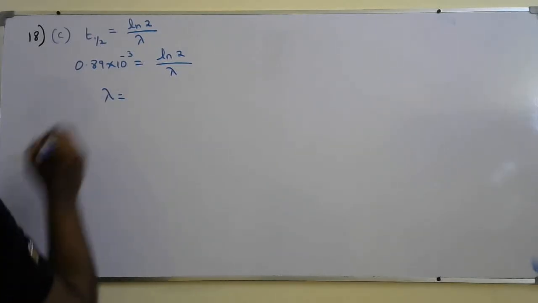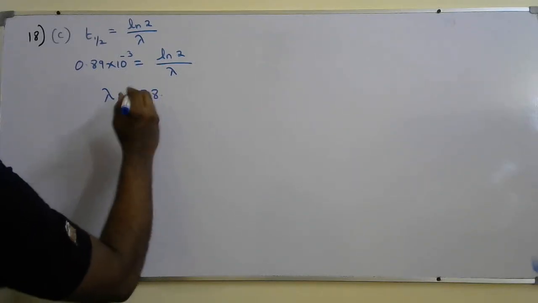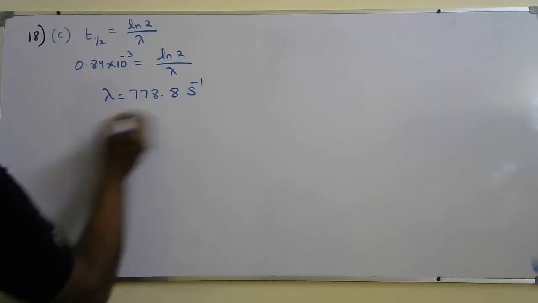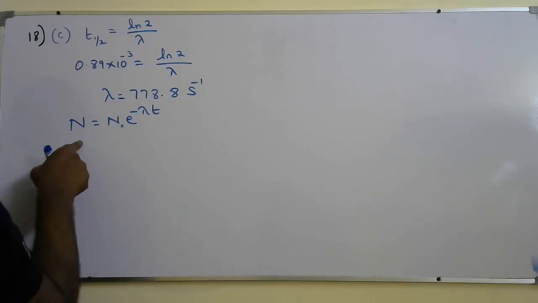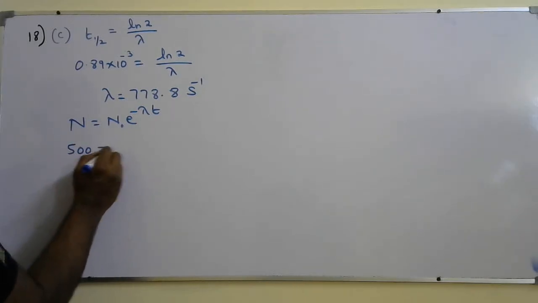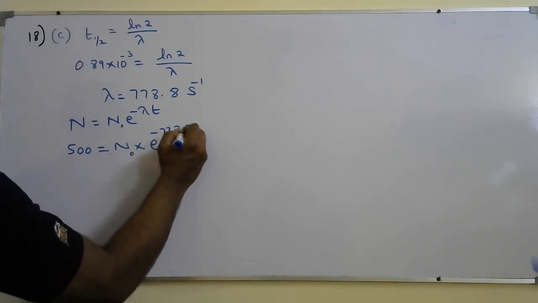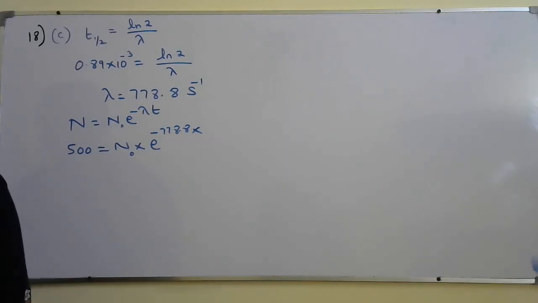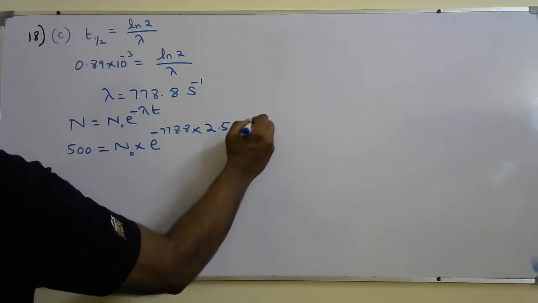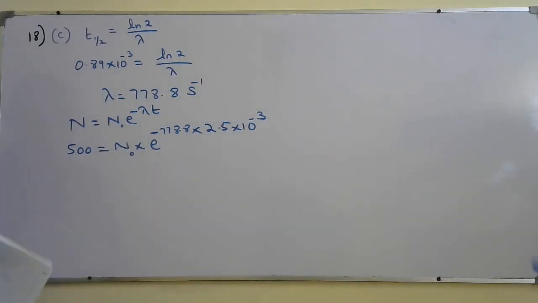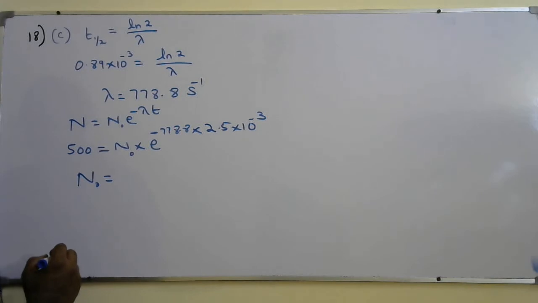From that, lambda is equal to 778.8 per second. Then we use N equals N naught e to the power minus lambda t. So N is 500. How much did it have earlier? We need to find N naught: e to the power minus 778.8 into time, which is 2.5 millisecond, 2.5 times 10 to the power minus 3. So solve it. You know how to solve it by taking natural logarithm on both sides. So N naught will be 3504.